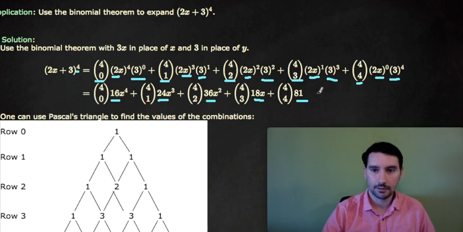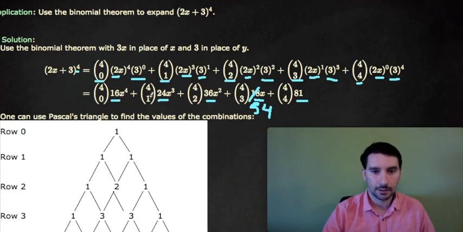And that's just, for example, like this 81 comes from 2x to the 0 is 1, and 3 to the fourth power is 81. And this 18x would come from 2x to the first power is 2x, and 3 squared is 27. Oh, so this looks like a mistake. That should be 27 times 2. I think that should be 54, not 18.